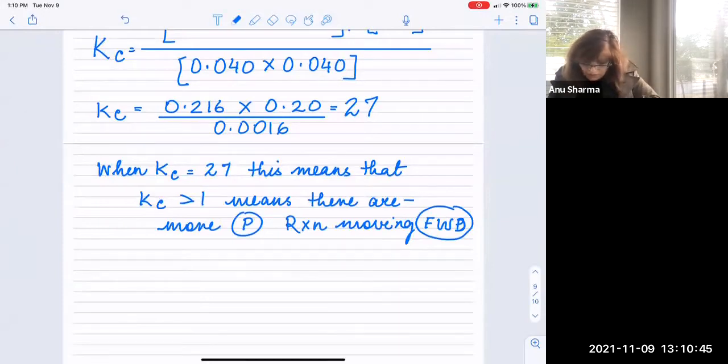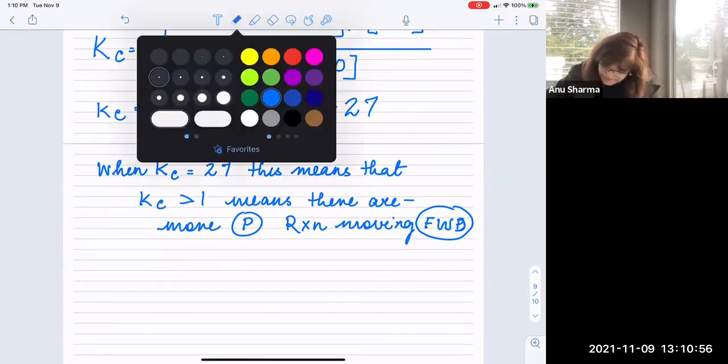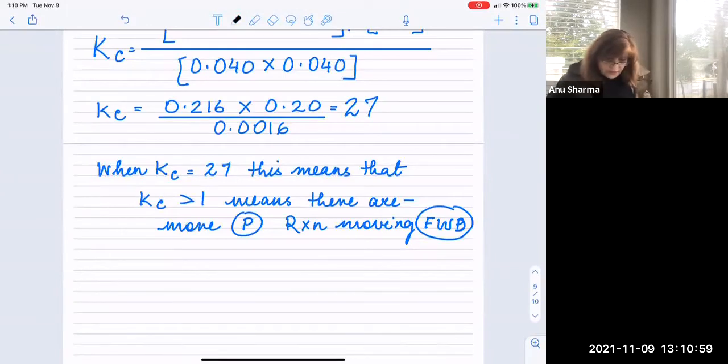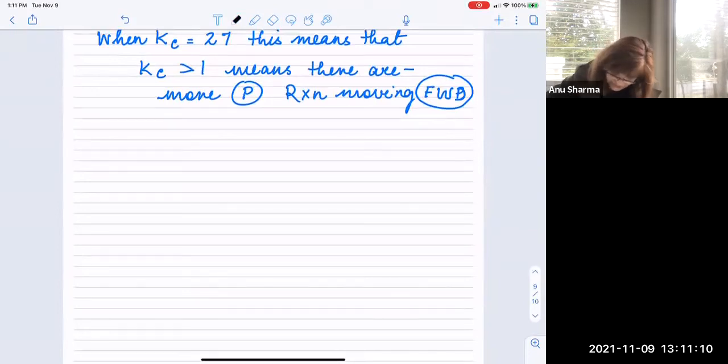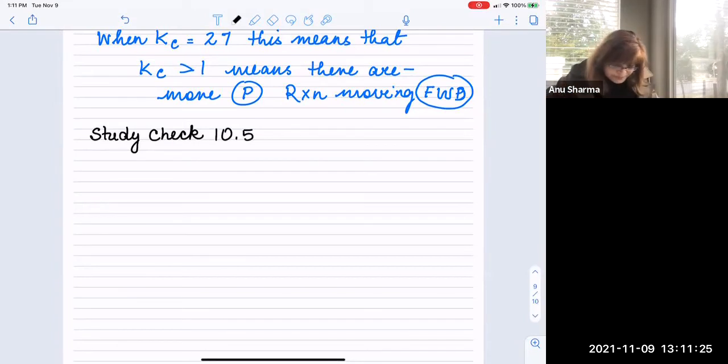Next is using the equilibrium constants to determine the meanings, like what's happening in this reaction and so forth. So calculating the reactions and the equilibrium. Now we have study check 10.5, and this is on page 386.